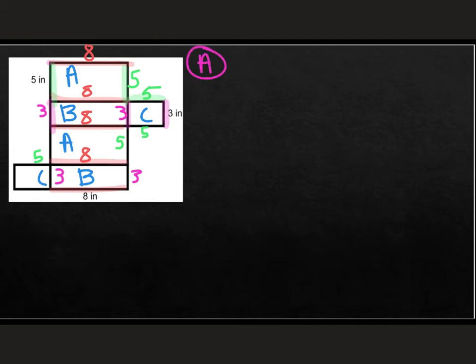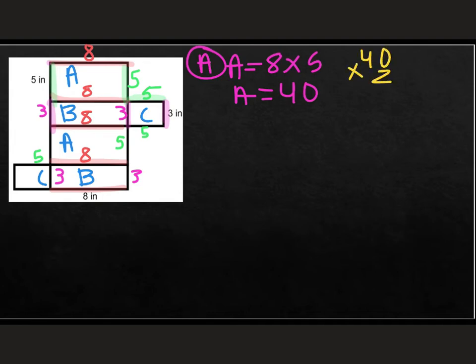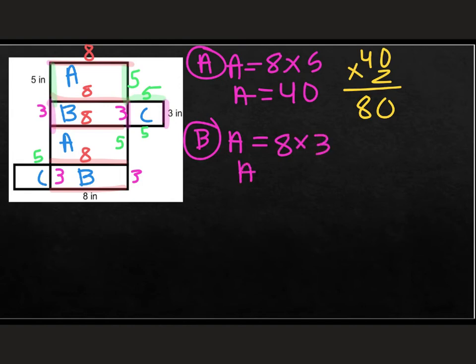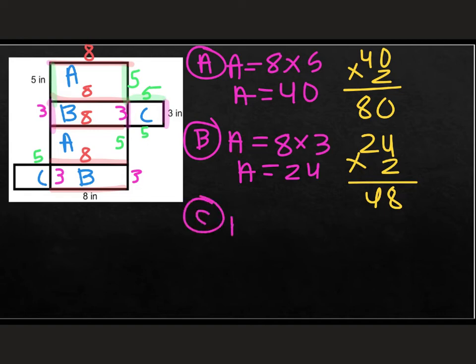So shape A, base times height, because we're still just talking rectangles. So 8 times 5, 8 times 5 is 40. We have to multiply 40 times 2 because I have 2 shape A's, and we get 80. Shape B, base times height, 8 times 3. 8 times 3 is 24. Multiply it by 2 because I have 2 shape B's. We get 48.